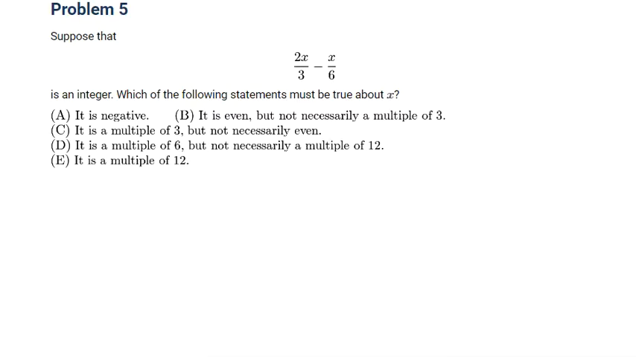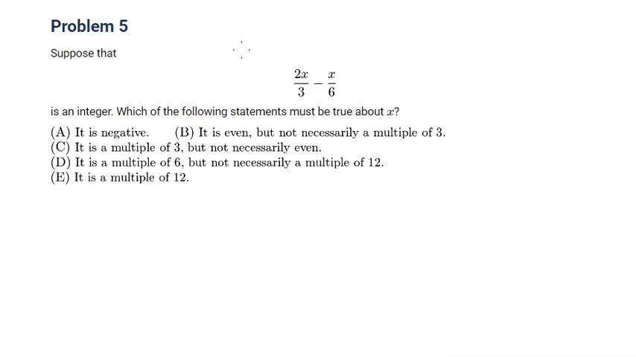Suppose that this is an integer. Okay, let's turn this into one big fraction first. It's because these two might both not be integers, but this difference might be an integer. So that's a mistake some people make. Yeah, people who aren't that good at math might make this mistake.